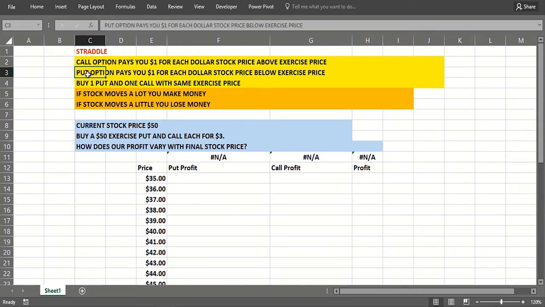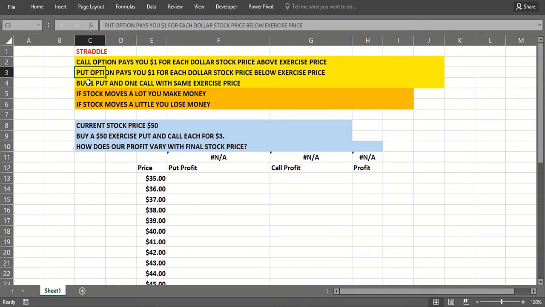What does a put option do? It's a bet the stock will go down. Every dollar the stock goes below the exercise price pays you $1. So again, if the exercise price is $50, if the stock goes to 49, you get $1. If it goes to 48, you get $2. 47, you get $3. But if the stock goes above the exercise price to 51, 52, etc., you get nothing.